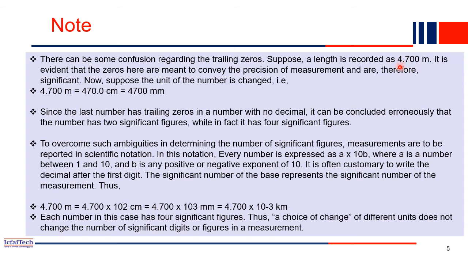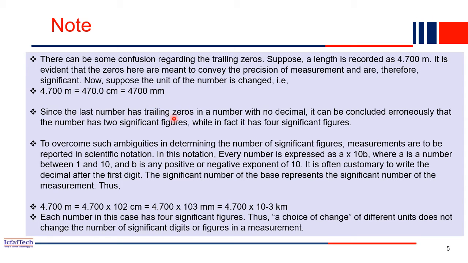Like 4.700 meter, the last zero basically denotes the accuracy of this measurement. Like we can measure up to 3 decimal points with accuracy. Now suppose the unit is changed, right? For example, you have 4.700 meter. Now you convert it into centimeter, then you have 470.0 centimeter. If you convert it into millimeter, then you have 4700 millimeter.